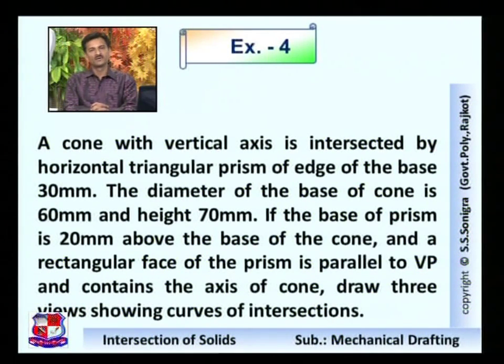Again here cone is given as a standing solid. It is intersected by a triangular prism. So this is a new case, that is triangular prism of given dimensions, but here it is given that the base of prism is 20 mm above the base of the cone. So first we have to draw cone 3 views. After that, in the side view of the cone we have to draw a triangular prism in such a way that its base is 20 mm above XY line.